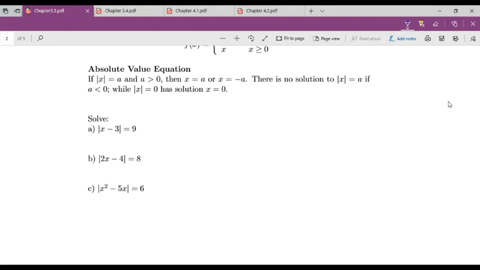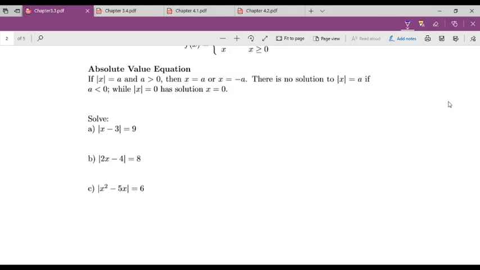So if the absolute value of x equals a, and a is greater than 0, then x equals a or x equals negative a. If a is less than 0, there is no solution to the absolute value of x equals a, while the absolute value of x equals 0 has the solution x equals 0. What that means, essentially, is we can figure out what this x is. It's either going to be positive a or negative a.